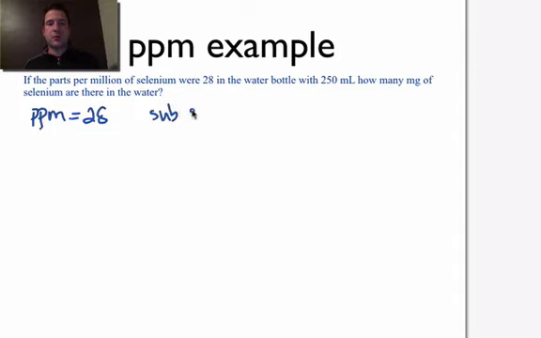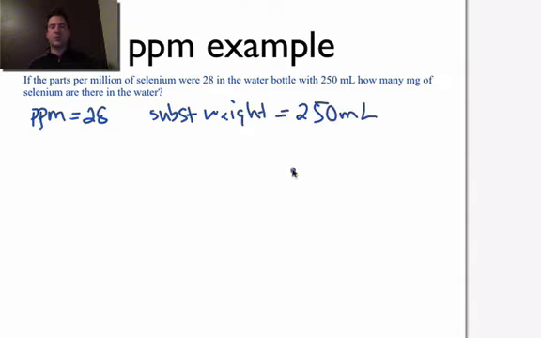Then we also know that our substance weight is equal to 250 milliliters. Now, it's not in liters, so once we determine our equation, we'll see that we need a conversion to occur.